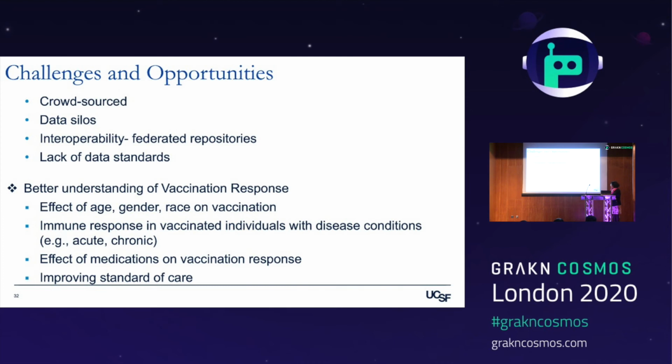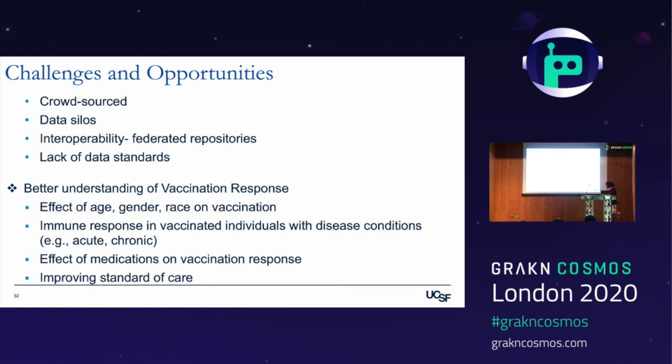Interoperability is another challenge, in that the repositories are federated, meaning you have gene expression data in one repository, and then you have another repository for gene expression, and how do you crosstalk between the databases? That's another challenge: lack of data standards, which is challenging when you're trying to integrate the data.